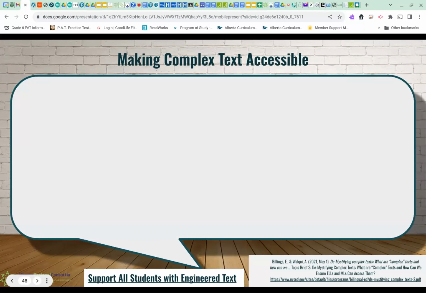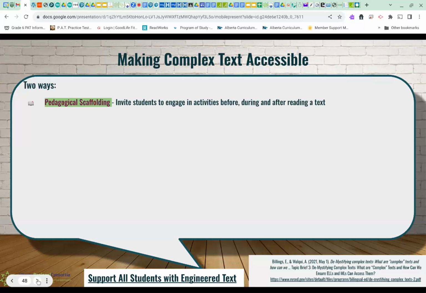I just also wanted to share a little bit about complex text and making that accessible for our students. If we click through parts of these, there are two ways of doing that. One of them is through pedagogical scaffolding. So what are they doing before, during, and after reading a text? We want to introduce and build up background knowledge through key vocabulary and connections. And that key vocabulary can be your bricks vocabulary, or probably bricks and some mortar words, right? To help with that prior knowledge.